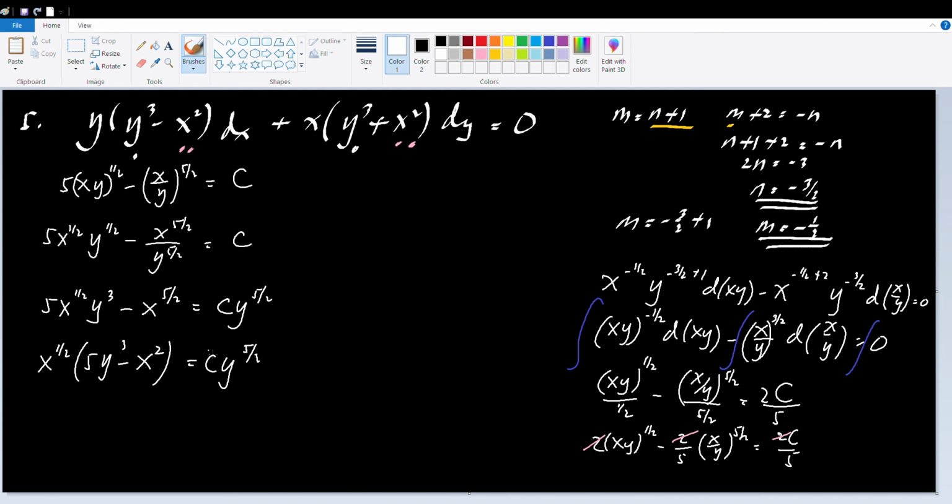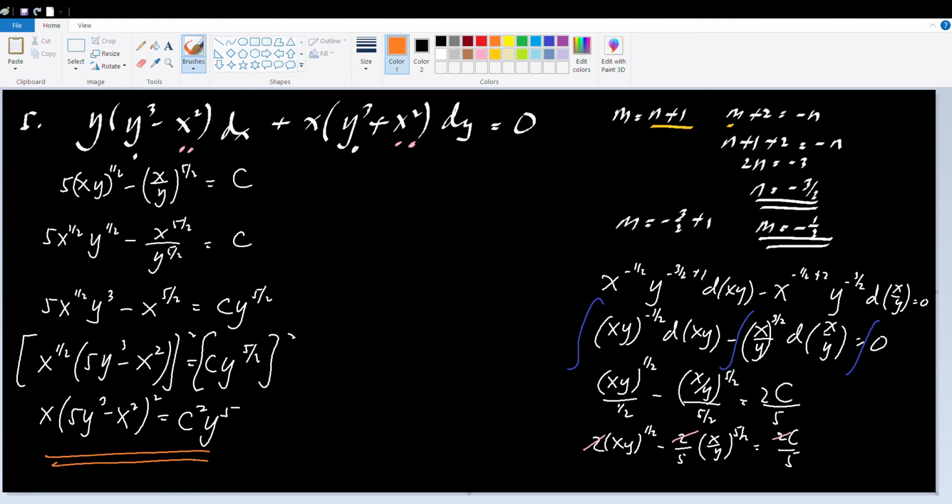So we have come to the final stage. We square both sides. Squaring both sides, that becomes x, and then 5y cubed minus x squared equal to c squared y to the 5th. So that is our final answer. Okay.